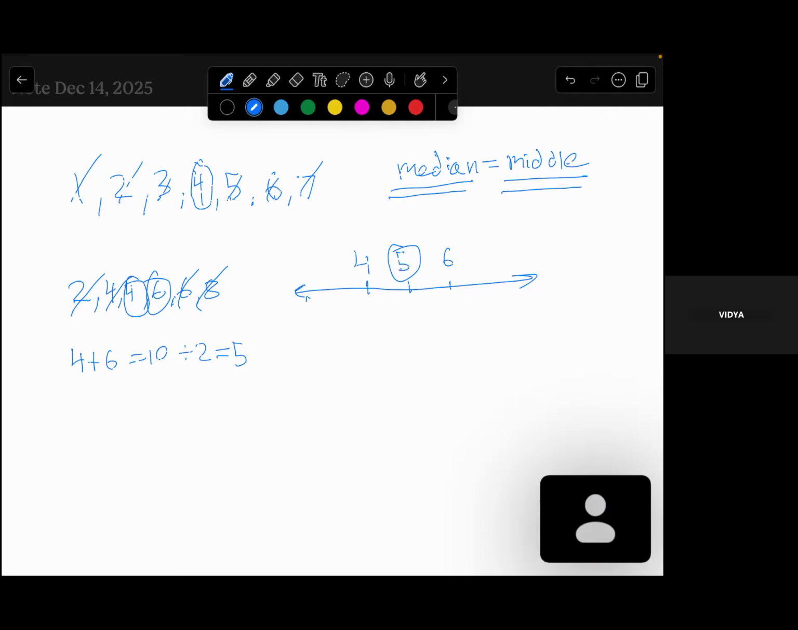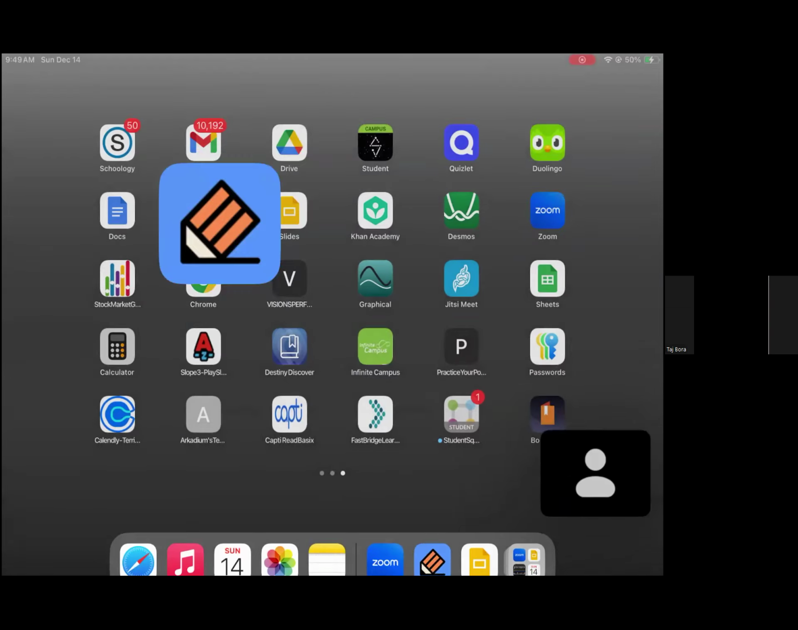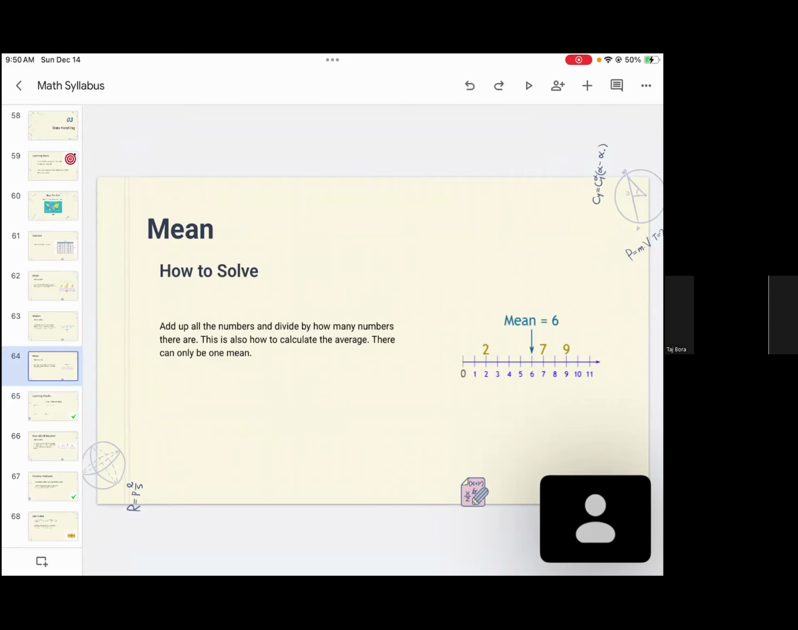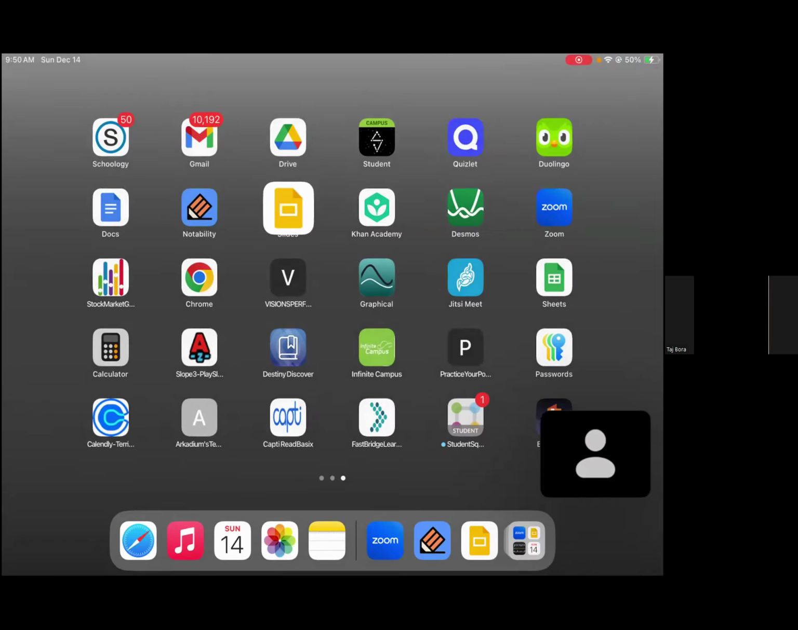Yes, ma'am. Okay. Next, moving on to the next slide is mean. So the mean means the average. And how to solve the average is you add up all of the numbers in the data set and you divide by how many numbers there are. And the reason you do this is so you can figure out what number is the most similar in the data set. So I will give an example.